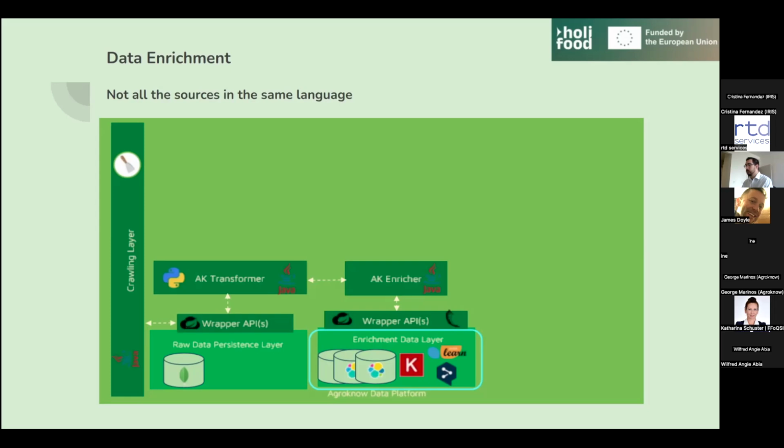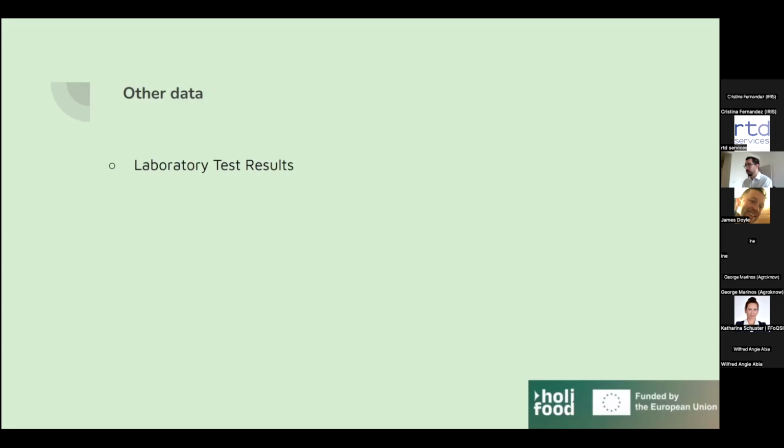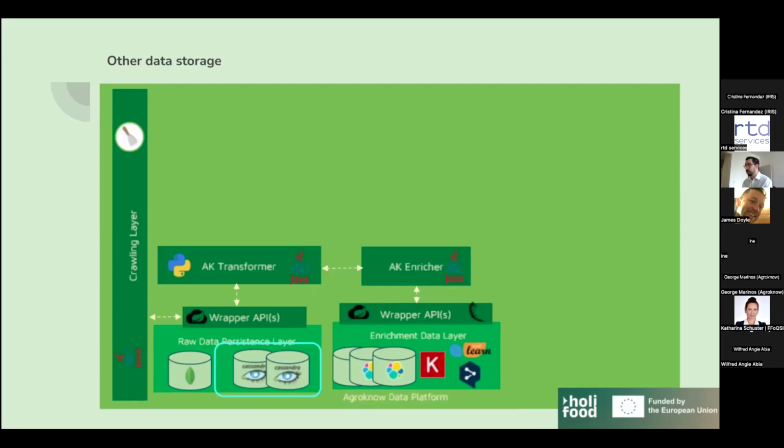If not, then we have here some scikit-learn and Keras services, which perform, in essence, named entity recognition tasks. And all this is wrapped up in the AK Enricher, which is a Java project. Of course, we have some other data, some laboratory test results, which can be found in 2 Cassandra instances, which are used because we're talking about a very big sample of numeric data.